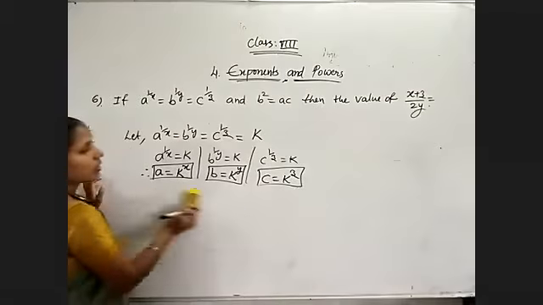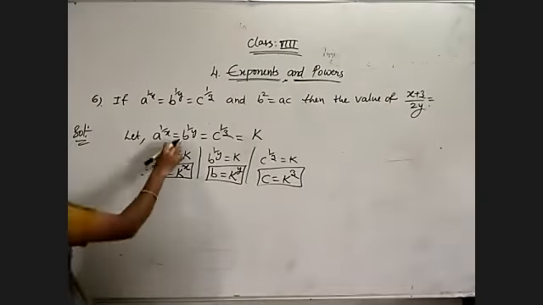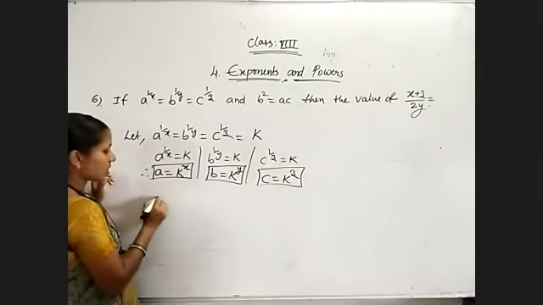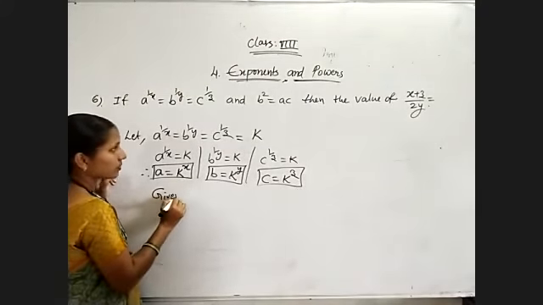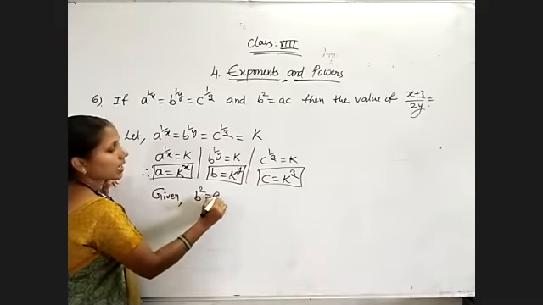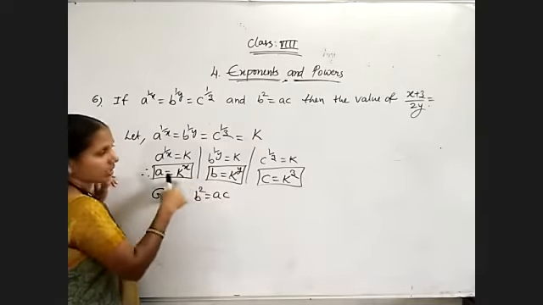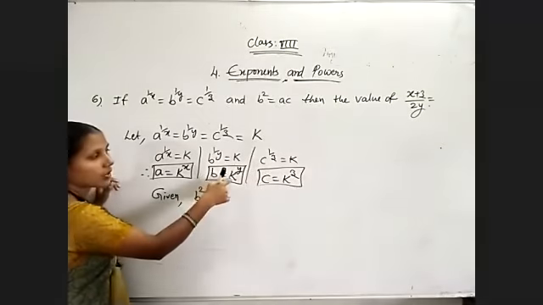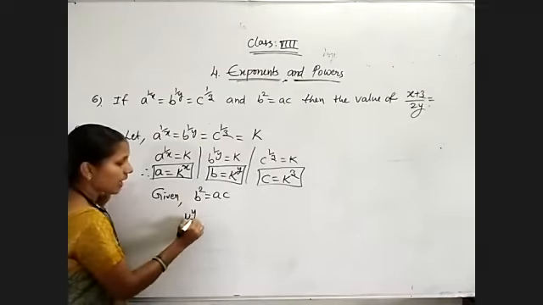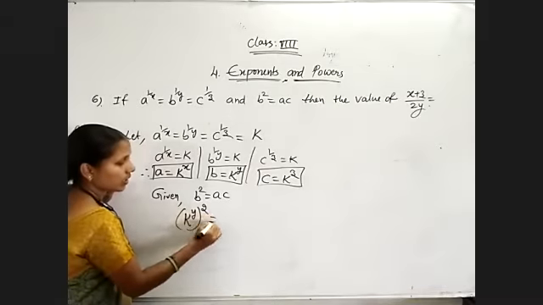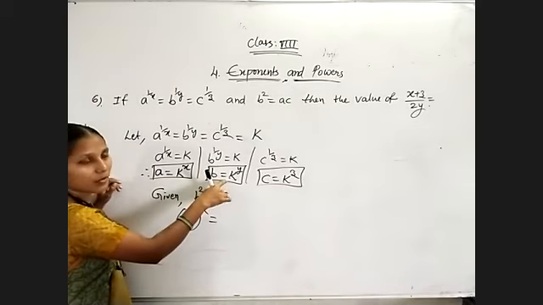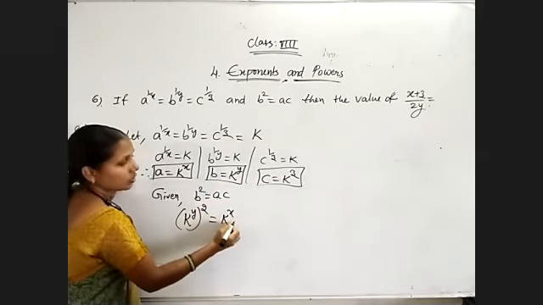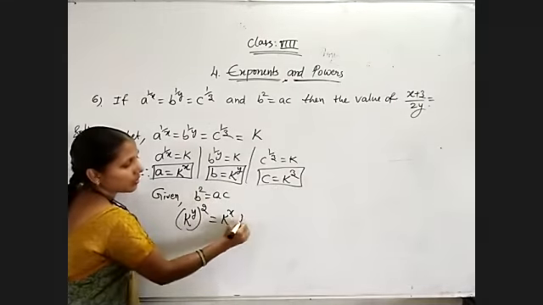Okay. Now use the second relation. So from the first relation we have simplified and got the a, b, c values. Now use the second relation. Given that b square is equal to ac, substitute all the values from the above simplification. In place of b we must substitute k power y, so (k to the power of y) whole power 2, and the a value is k power x into the c value, k to the power of z.